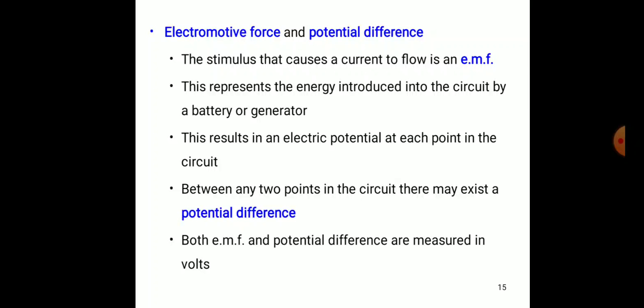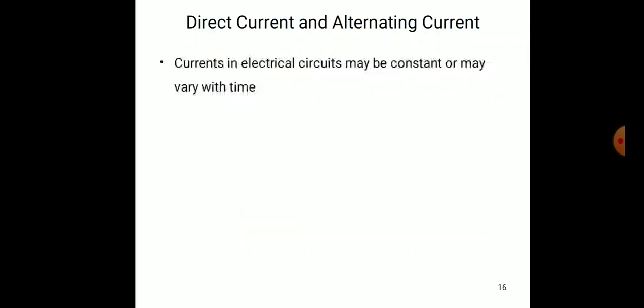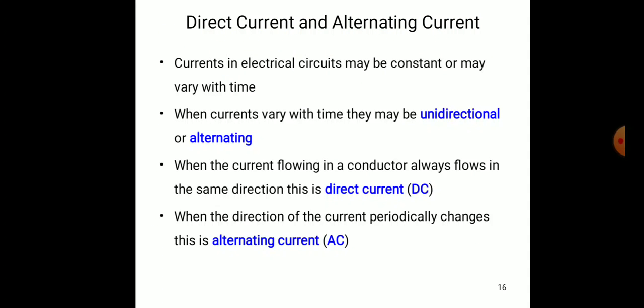Between any 2 points in the circuit, there may exist a potential difference. Both EMF and potential differences are measured in volts. You can see, we try to understand what the different currents are. Generally, we have two types of currents: direct current and alternating current.